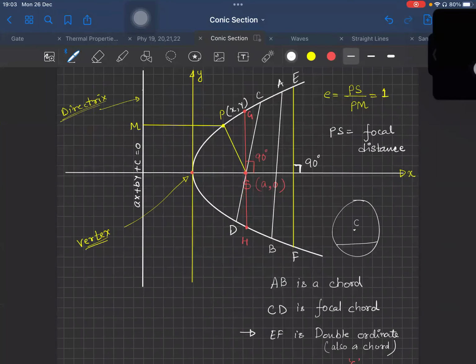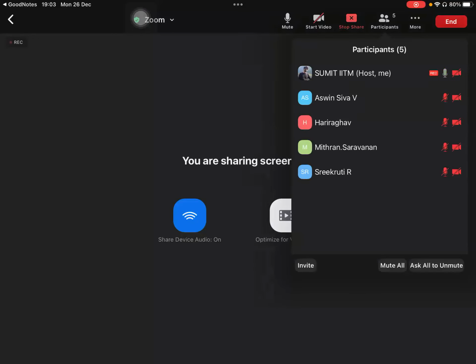Clear? Is it clear? Ashwin, Mitran, Shrikruti.